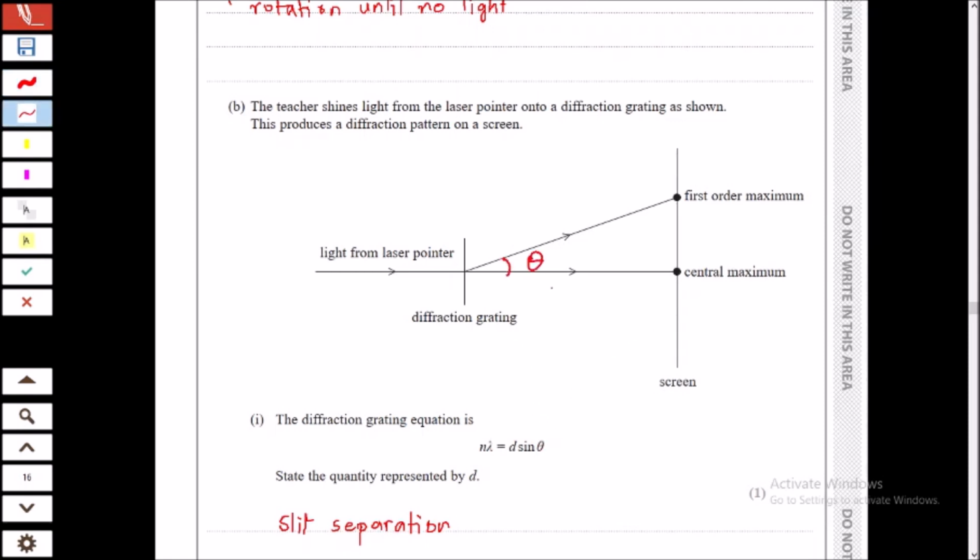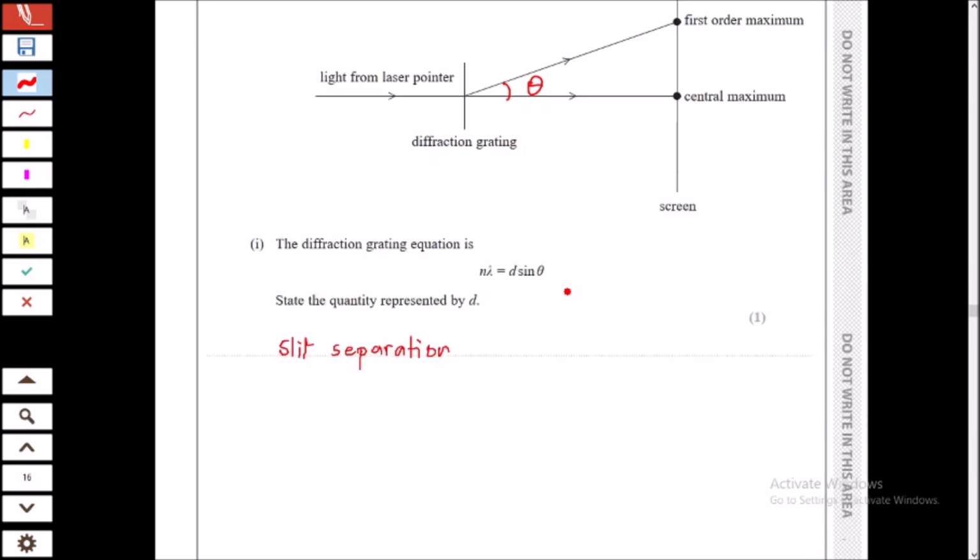This angle is theta. State the quantity represented by d. Oh my bad, d is not the distance from the grating to the screen. d is the distance between the slits. So the slit separation is d. It is not the distance between the grating and the screen. My mistake.